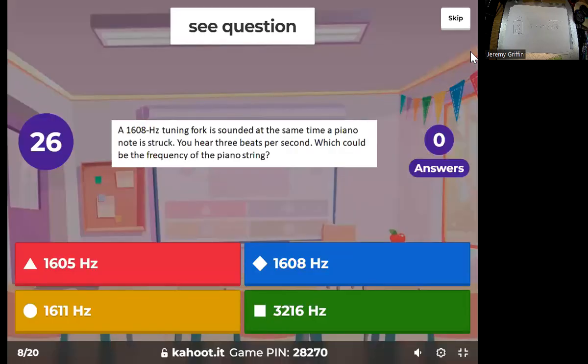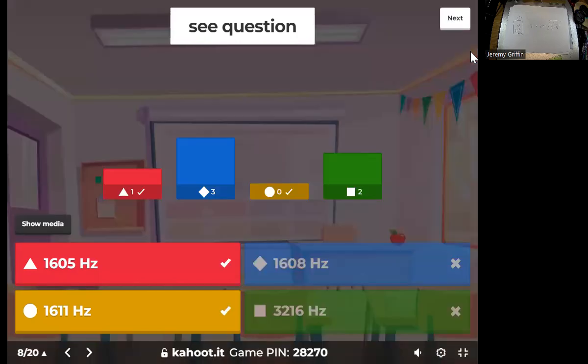A 1608 hertz tuning fork is sounded at the same time a piano note is struck. You hear 3 beats per second, 3 hertz. Which could be the frequency of the piano string? Yeah, two possible correct answers. They said one of the frequencies was 1608 hertz.